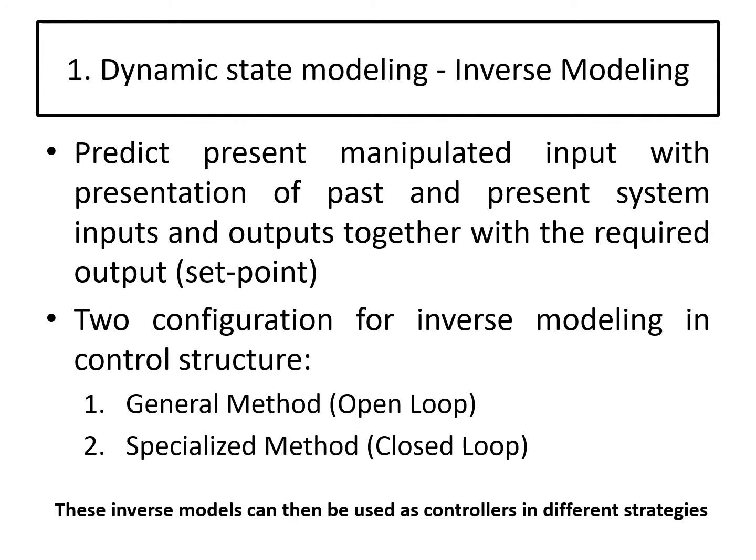So what it defines is basically predicting the present manipulated input, which is the U, with presentation of the past and present system input and output together with the required output. For control, it's called a set point. If it's used for modeling, then we can say it's a required output. When we're talking about control, it's the set point. We put the set point, we want to know what we are going to get for the input. That's basically the inverse model.